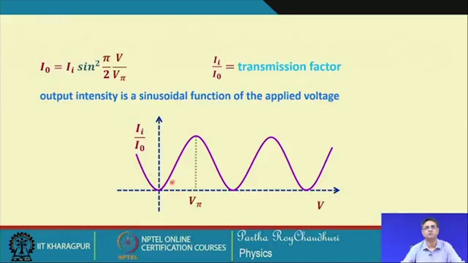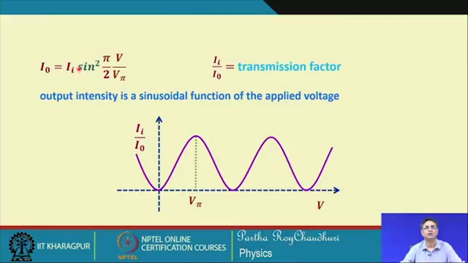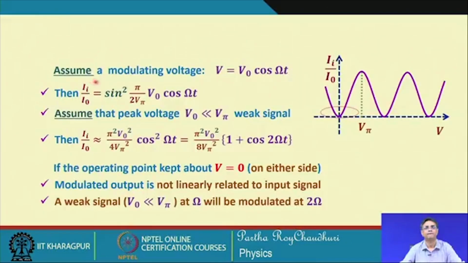So, that will be the transmission factor, because when this is equal to 0, V equal to 0, then I naught will be 0. So, this is wrong, this will be the other way. Here also the same thing has carried over. So, I naught by I, this should be I naught by I.